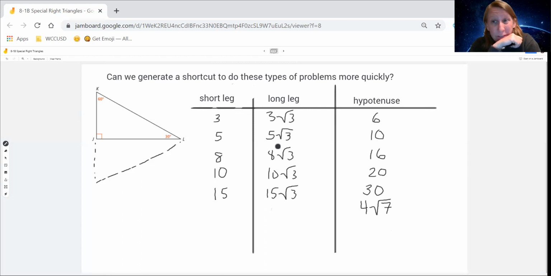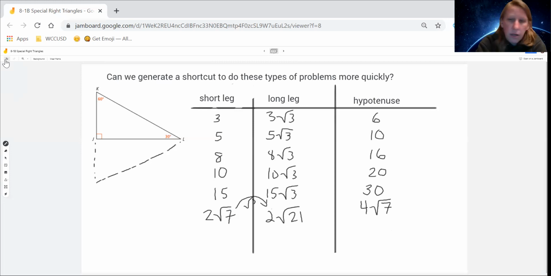4 times the square root of 7 divided by 2 tells you the short leg. All you have to do for that is divide by 2. 4 divided by 2 is 2. So this is 2 square roots of 7. Then if I want to find the long leg, I got to multiply that by the square root of 3. So it's 2 times the square root of 7 times the square root of 3. If I want to get to there, I'm going to multiply. That's going to be 2 times the square root of 21. It's kind of weird, kind of cool. Well, it got a little messy for me.